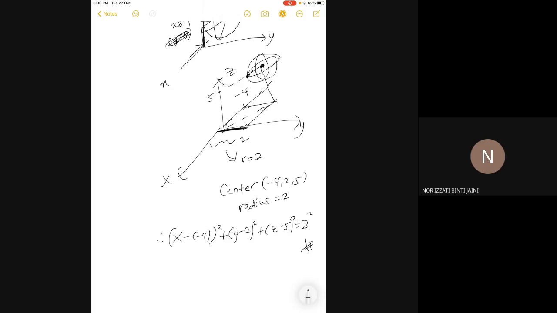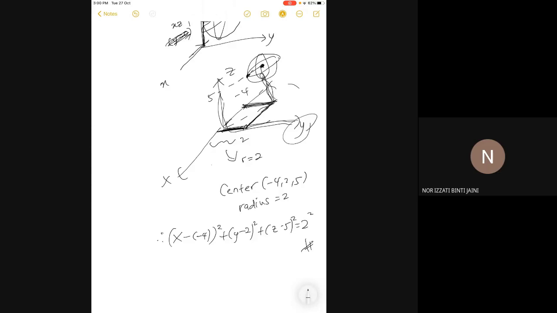Kenapa awak ambil value Y bukan value X atau value Z? Sebab X ni dia menyentuh paksi, dia menyentuh YZ plane. This is YZ plane. Kalau Z pula, Z ke bawah ni dia menyentuh XY plane yang bawah ni. Untuk Y lah dia menyentuh XZ plane. Sekarang dia adalah XZ plane. Faham awak kena imagine sikit benda ni. Because it is in 3D kan.